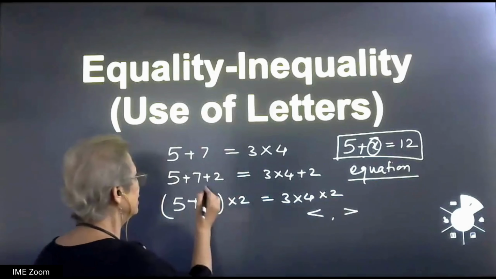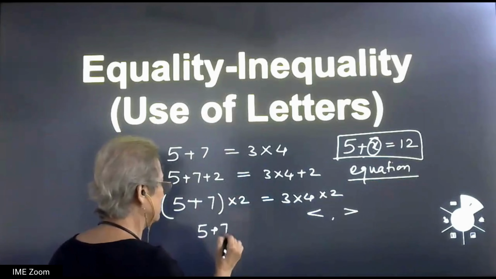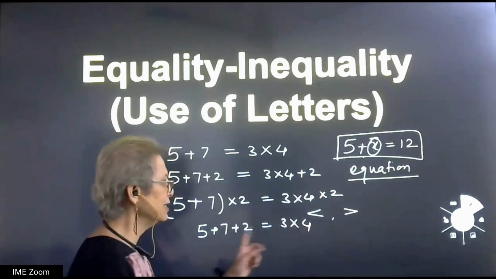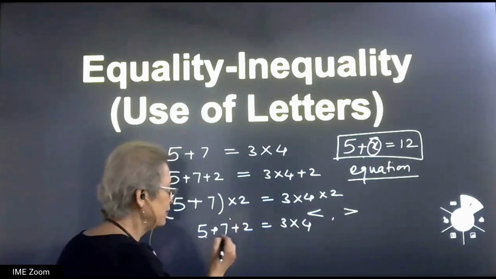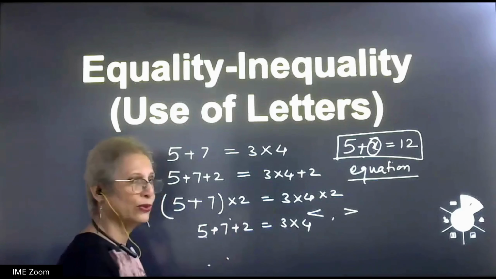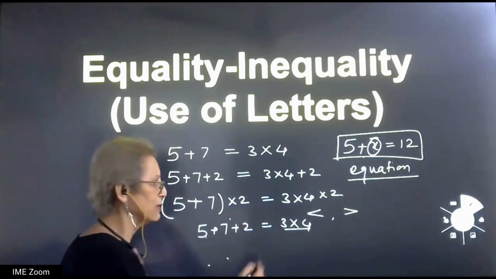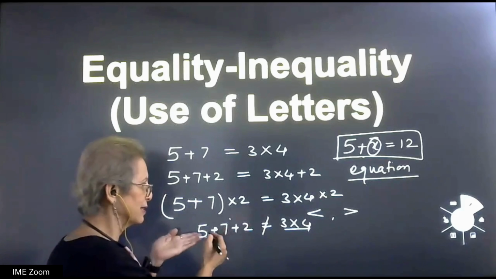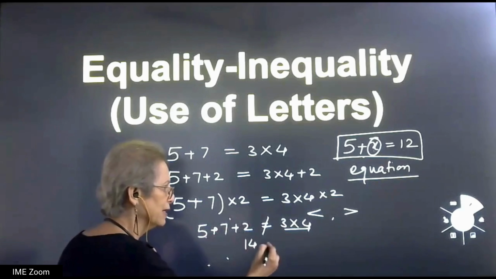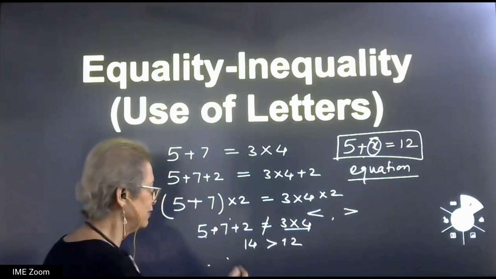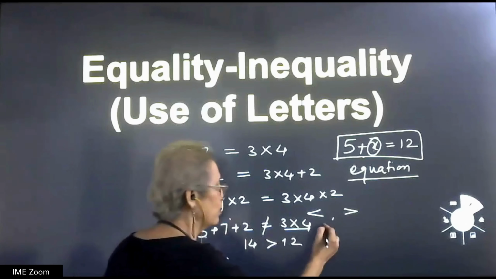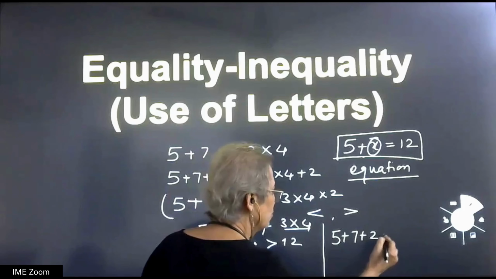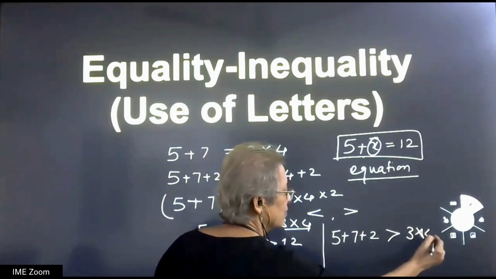Okay. See, for example, here, suppose I do 5 plus 7 plus 2, and on this side I will not add 2. Are these two sides equal? 5 plus 7 is 12, 12 plus 2 is 14. And here it is 12. These two sides are not equal. So I will write like this. They are not equal. Then which side is greater? This side is greater. Here it is 14. So 14 is greater than 12. And therefore, I can write this in the form of an inequality, that is 5 plus 7 plus 2 is greater than 3 into 4.